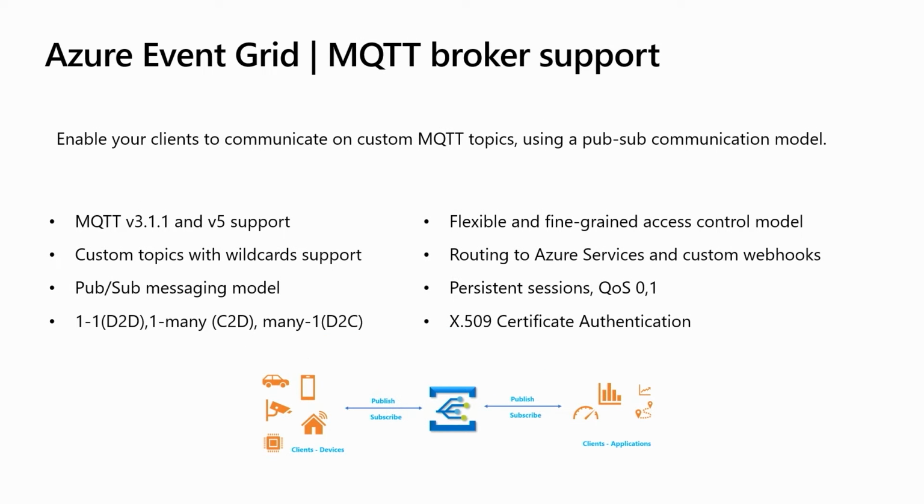One of the big aspects that we're adding to Event Grid is support for an MQTT broker. It enables your clients to communicate on custom MQTT topics using a pub-sub communication model. As I noted before, it's going to support MQTT v3.1.1 and version 5. It will have custom topics with wildcard support, so it allows you to create the hierarchy of topics that you want.